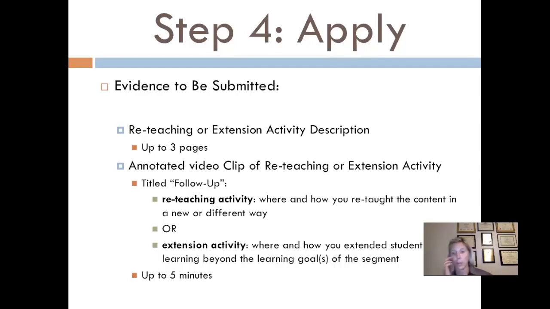And as I mentioned previously, that annotated video can be up to 5 minutes, but does not need to be that long. It just needs to be long enough in order to show evidence of where and how you either retaught or extended the lesson.